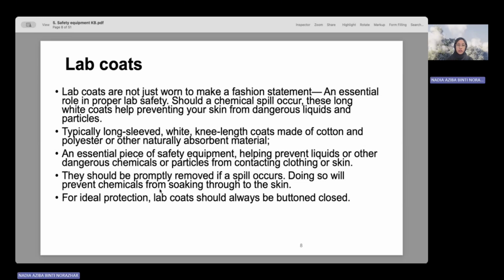And for protection, the lab coat should always be buttoned closed, because there are some people who only wear the lab coat over their inner clothing but do not button it. This is the wrong SOP to follow because we should be protecting our whole body from chemical spills, including the front part.